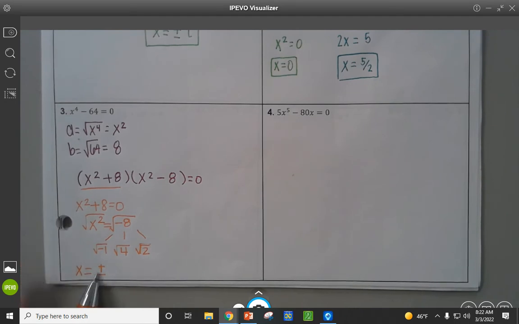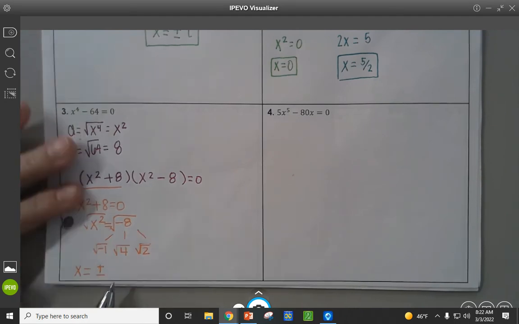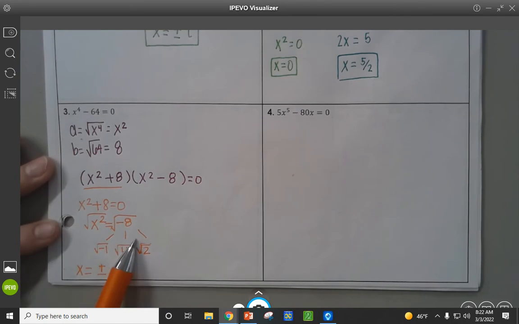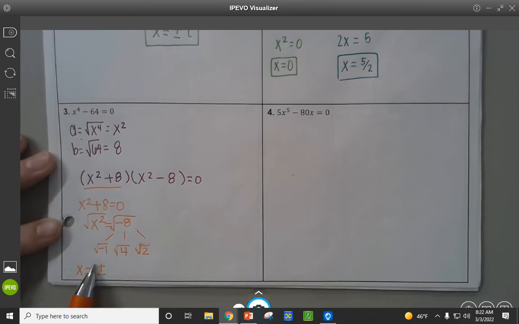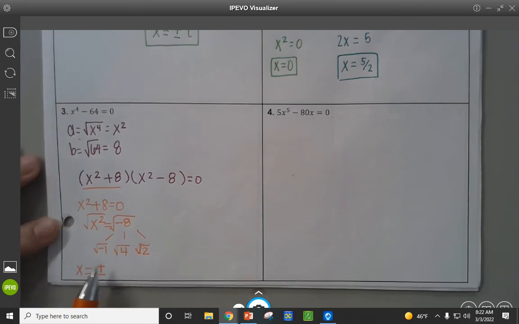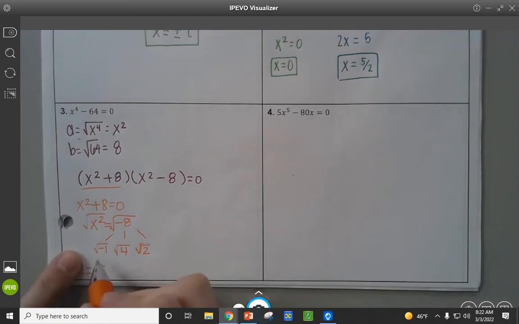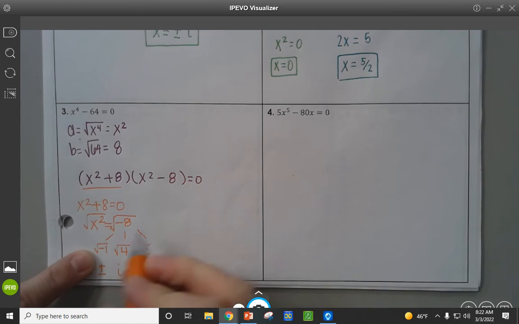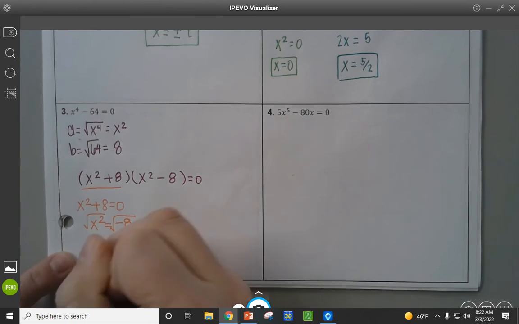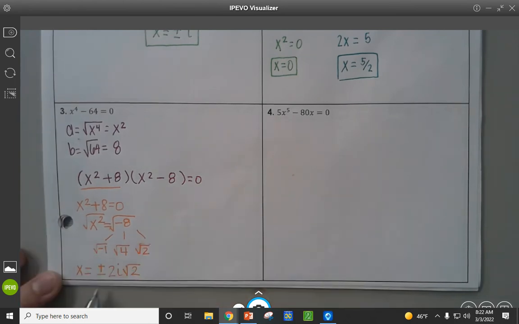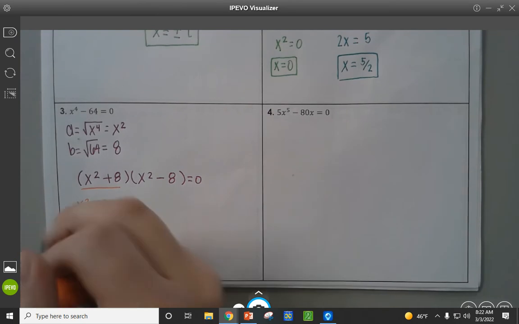So we get x equals, we're going to have plus or minus. Anytime you're taking a square root, that's when you include the plus or minus. All right. Now, what is the square root of -1? I. What's the square root of 4? 2. And then the square root of 2 just comes down. And remember, you always want to put your whole number first, then your I, and then your square root.